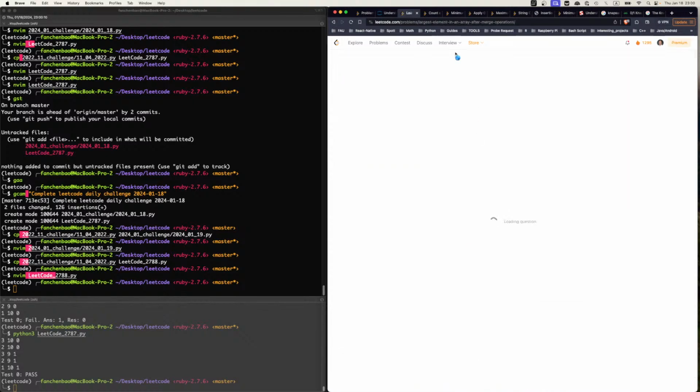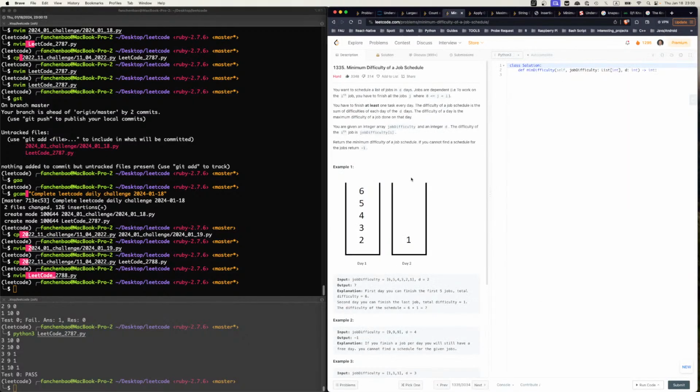Problem. Next. All right, minimum difficulty of job schedule. You want to schedule a list of jobs in D days. Jobs are dependent. To work on the ith job, you have to finish all jobs j, where j is in front of you. You have to finish at least one task every day. The difficulty of a job schedule is the sum of the difficulties of each day of the D days. The difficulty of a day is the maximum difficulty of a job done on that day.